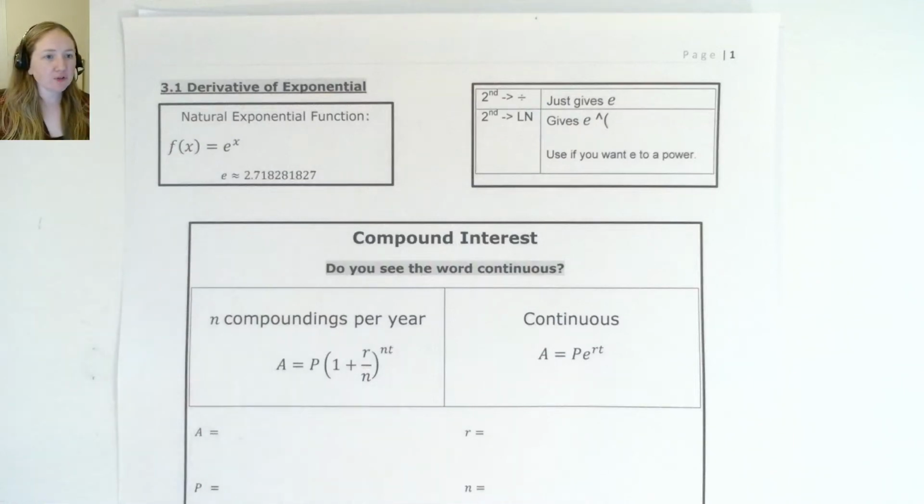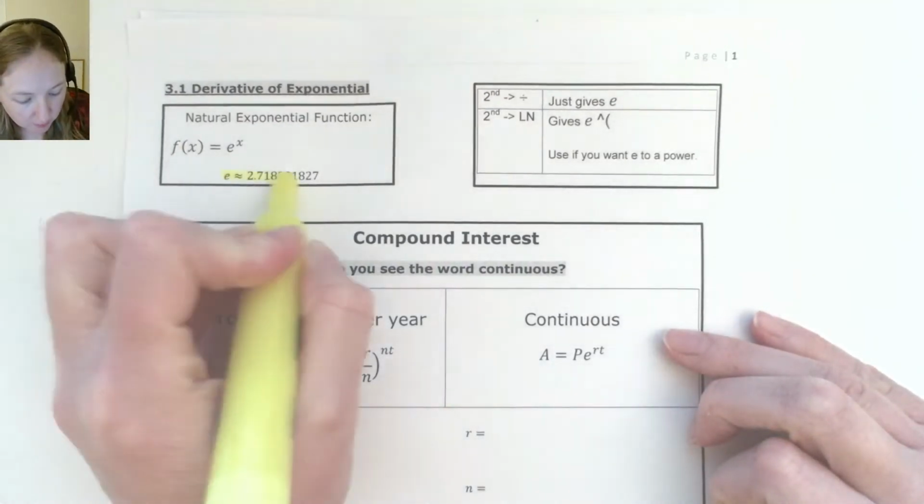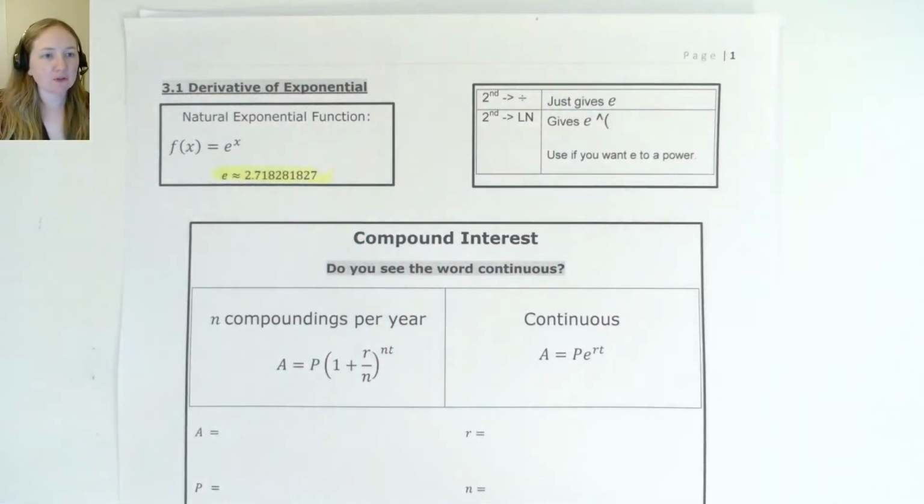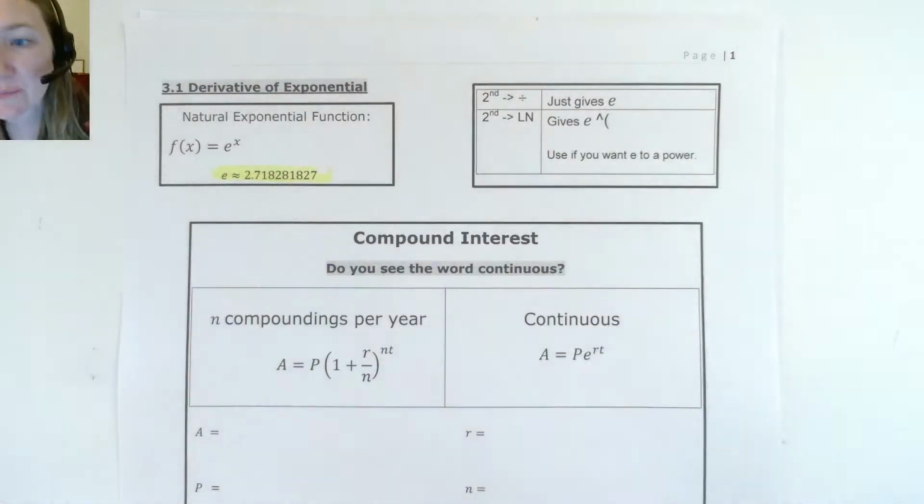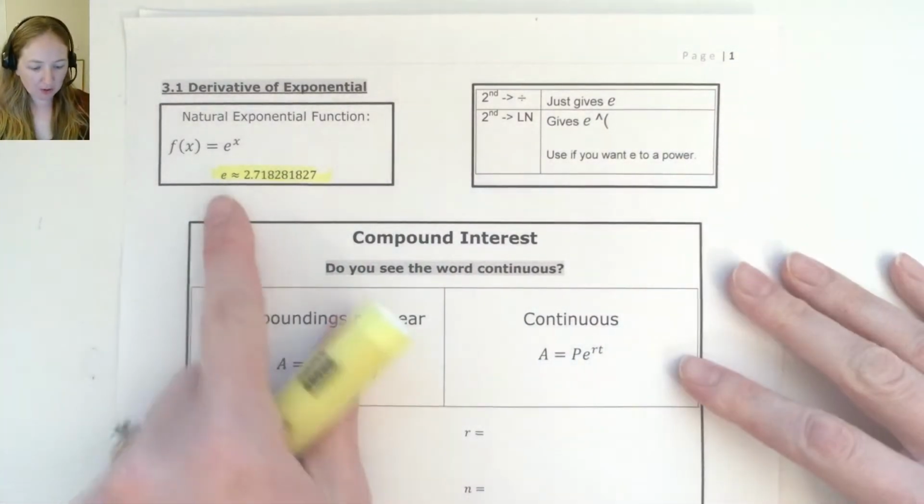Okay, so now we're shifting gears to exponential functions. So remember in college algebra that E is 2.718. It's oftentimes known as Euler's number, and it's our exponential base that we are going to use in this section. So there's two ways to get this E on your calculator.